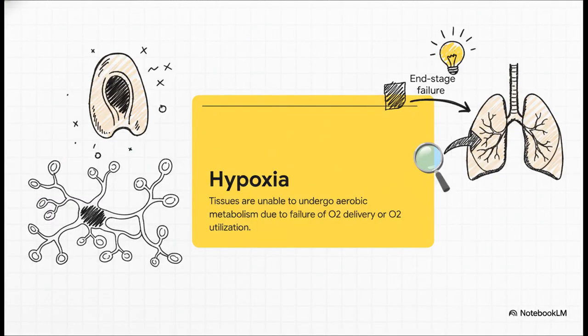So what is hypoxia really? This definition is absolutely key. It's not just about low oxygen floating around in the blood. It's that final critical failure. It's when the little powerhouses in your tissues, the mitochondria, literally can't use oxygen to make energy. This is the endgame for a whole bunch of different problems.